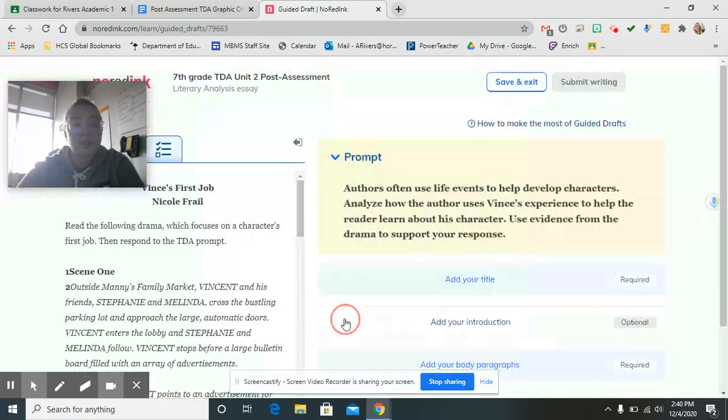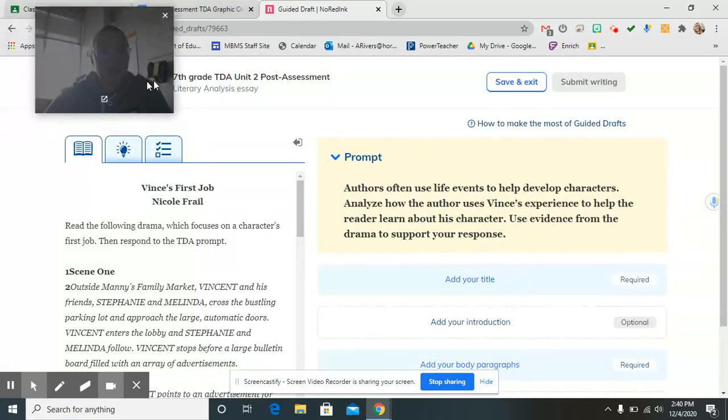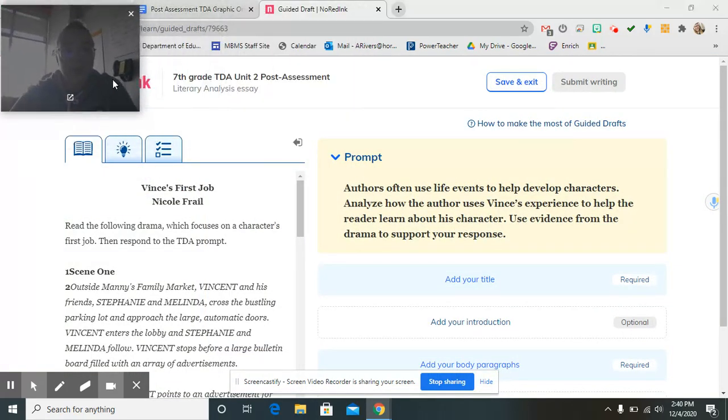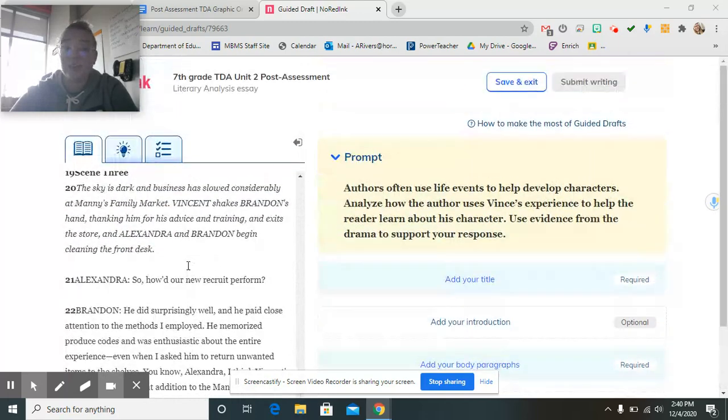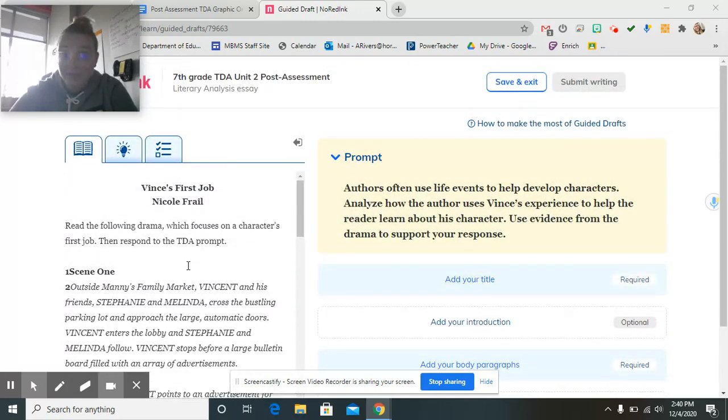So then you'll click Start Writing, and this is what your TDA will look like. You will see your prompt, and you will see your text over here to the side. If you notice, it is a drama. We just got done reading dramas. We just got done learning about dialogue and stage directions and how you need to read a drama.